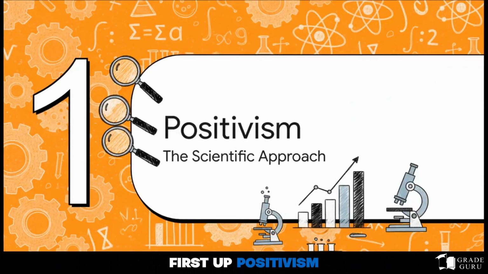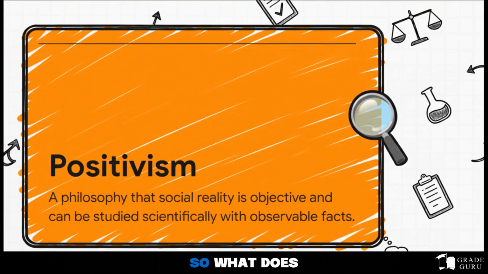First up, positivism. This is really the foundation of a lot of social science. The big idea here is that we can study the social world with the same kind of scientific objectivity we use for things like, say, biology or chemistry. So, what does that mean exactly? Well, positivists believe there's a real, objective social world out there, one that exists whether we're aware of it or not. The goal, then, is to discover the unbiased scientific facts about how that world works.